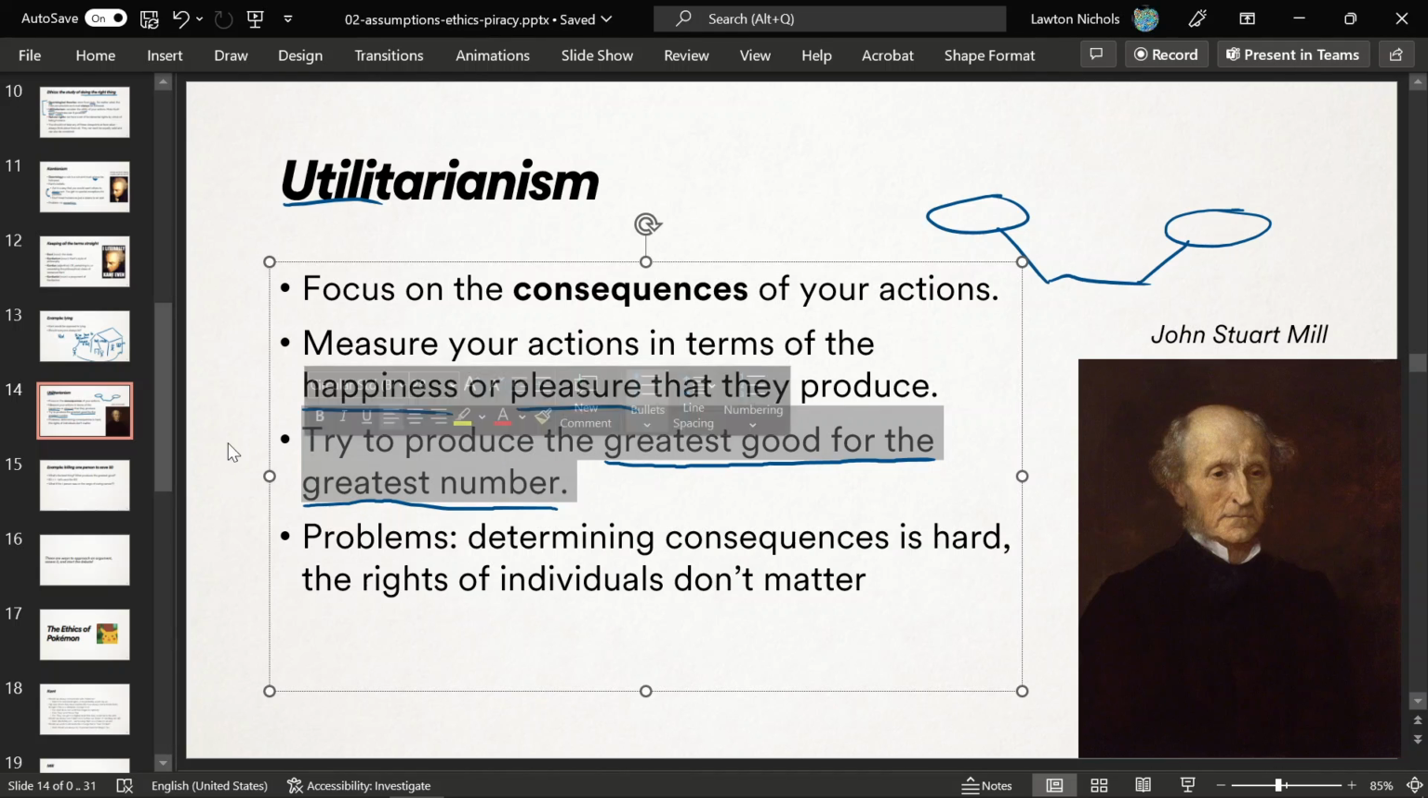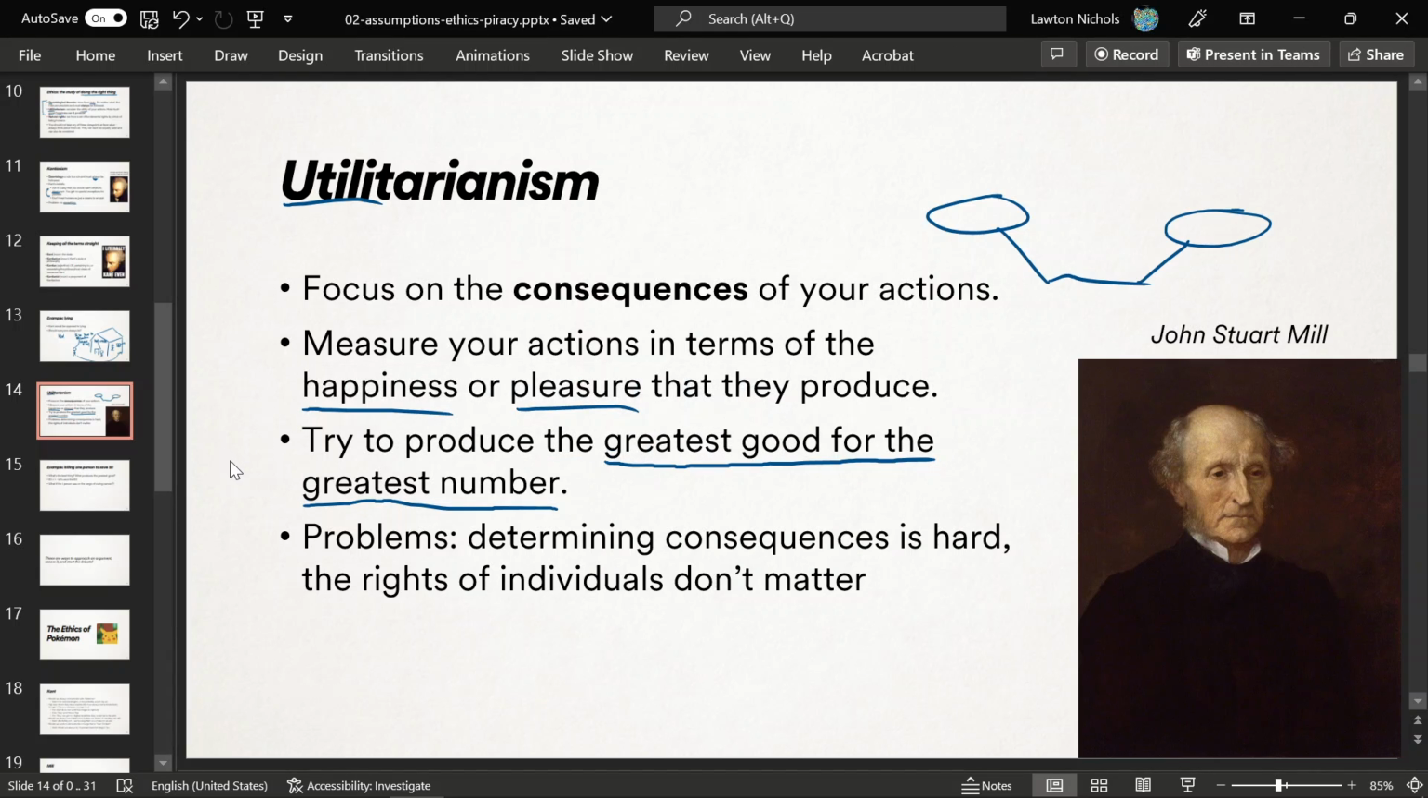You don't just consider the question from your point of view. You consider the question from the point of view of everybody who is involved. Does that make sense? You don't get special exceptions just for yourself. You have to determine the consequences for everybody all at once. And I'll give you an example of that.